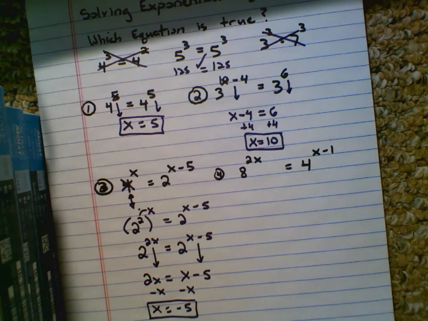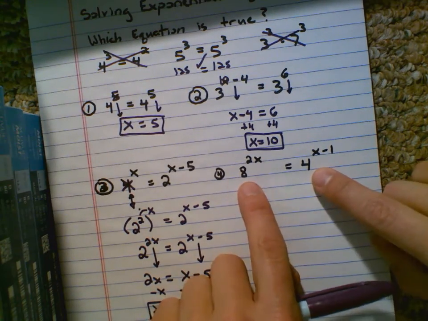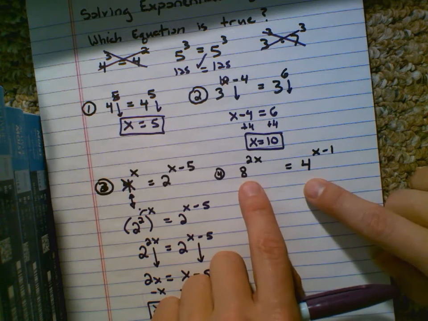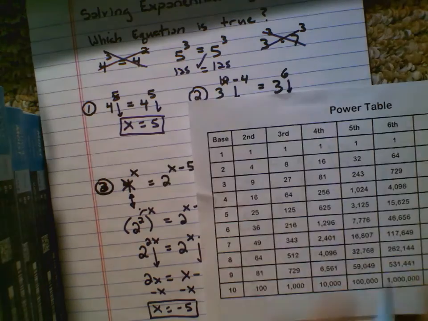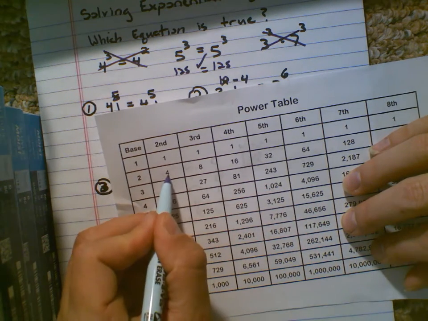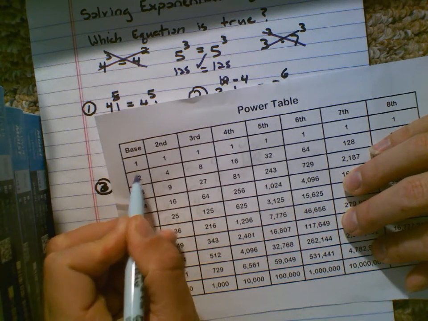So here, once again, the bases aren't the same. Okay, I have an 8 and I have a 4. Now, I need to figure out what base goes both into 8 and 4. And I can use a power table to help me here. So I know I'm dealing with 8 and I know I'm dealing with 4, and I see that they have a common base of 2.